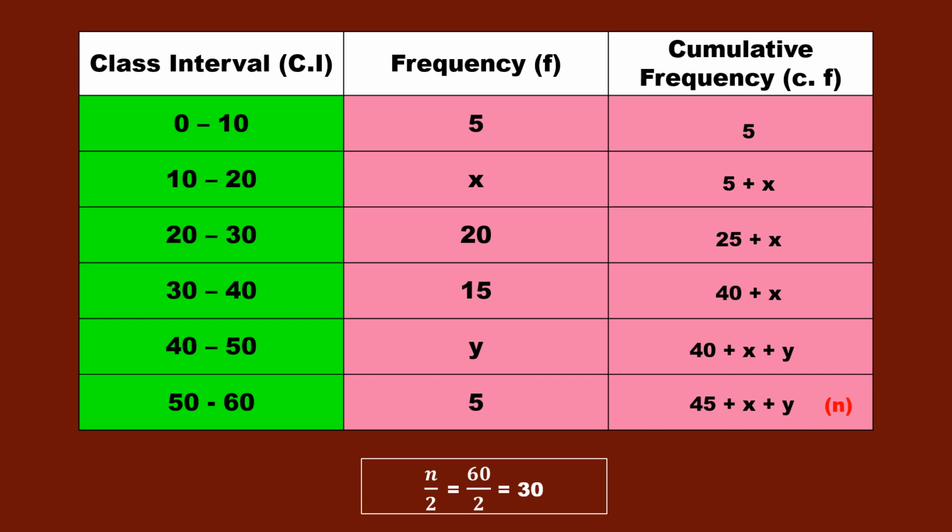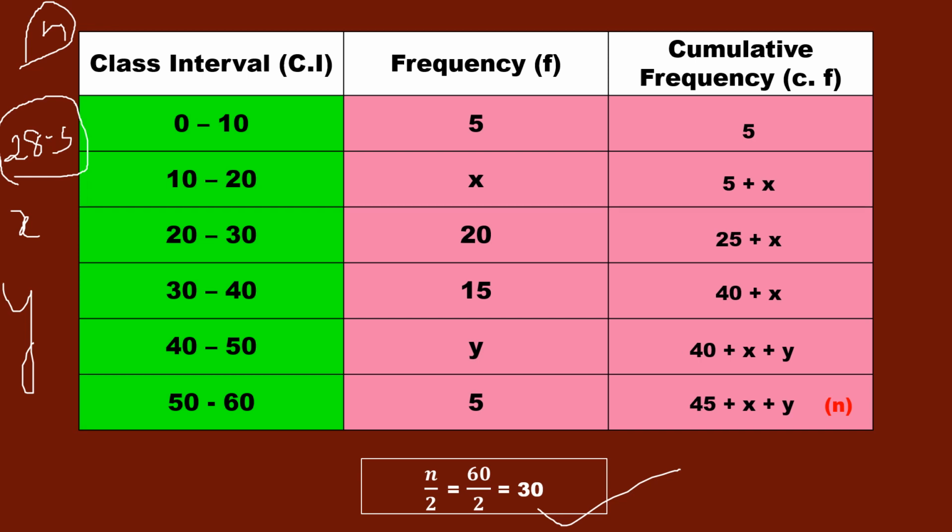Here we cannot find which is your median class this way. But in the question the median value is already given, which is 28.5. So 28.5 lies between 20 and 30, so this is your median class. Always remember, whenever missing frequencies are given, the median value will be given in the question and the n value will also be given. You need to find the n by 2 value from this n value, and see in which interval the given median value lies. 28.5 lies between 20 and 30, so this will be my median class.